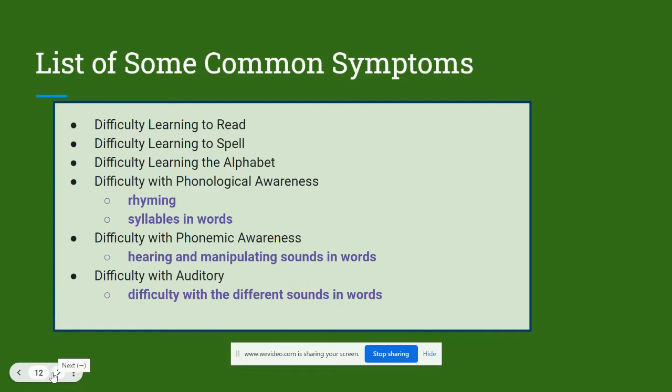These are some common symptoms of students with markers of dyslexia. They have difficulty learning to read, to spell, and learning the alphabet. They have difficulty with rhyming and also with syllables and words. And dyslexia can be identified before kindergarten. Difficulty with phonemic awareness, hearing and manipulating sounds and words, and then also the auditory component of having difficulty with the different sounds in words.